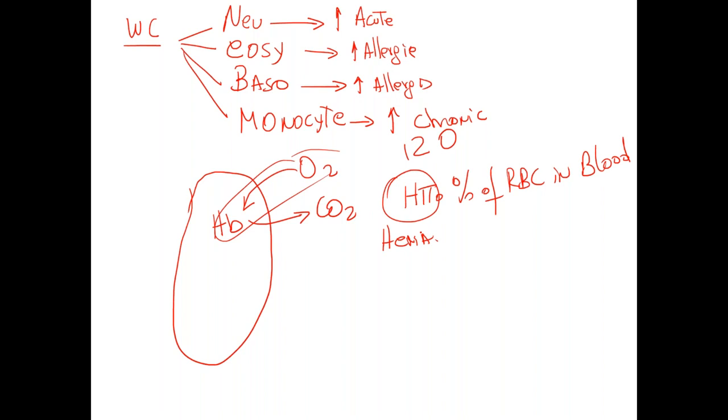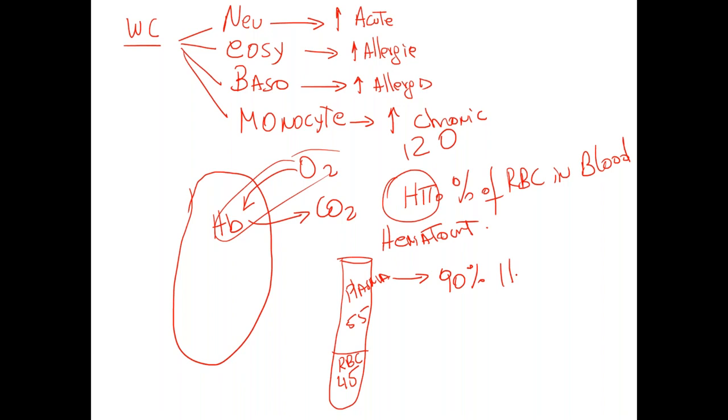Now we have the tube, remember the tube? And we have here the red blood cells representing how much? 45%. What we have here is the plasma, and plasma is approximately 55%. The plasma is composed of about 90% water. So basically the plasma is water. Okay? All right, so what else?